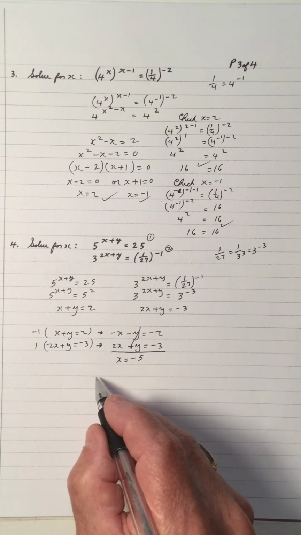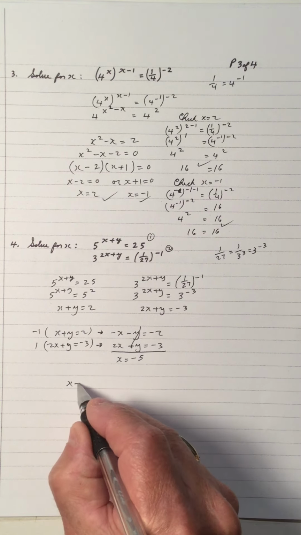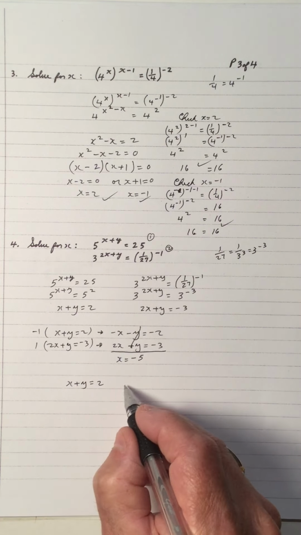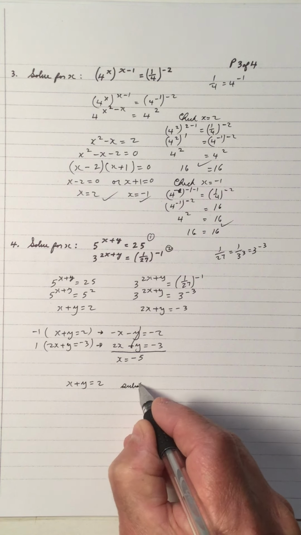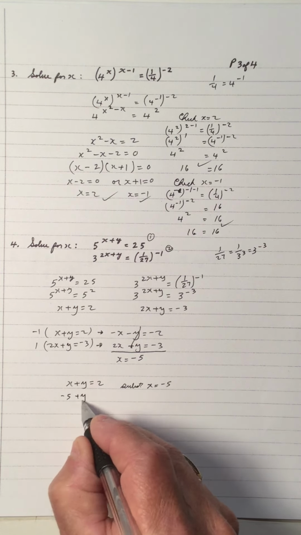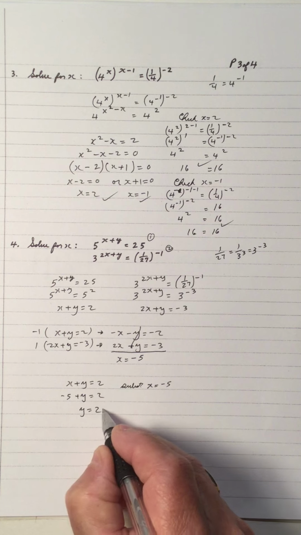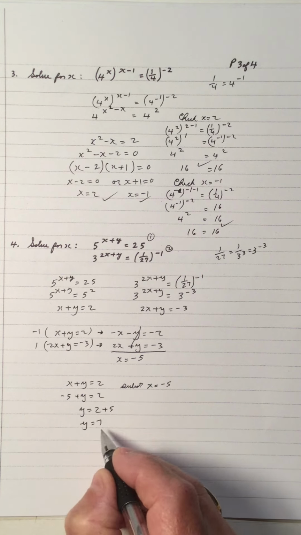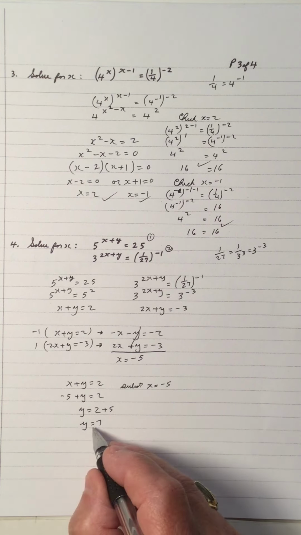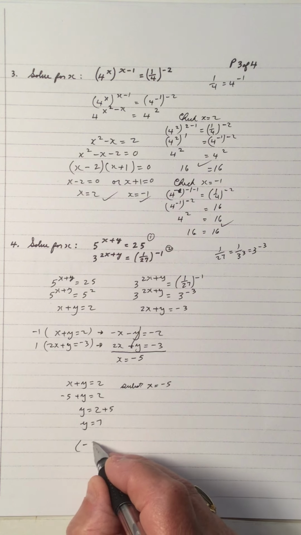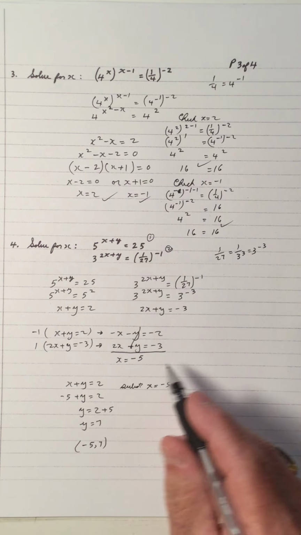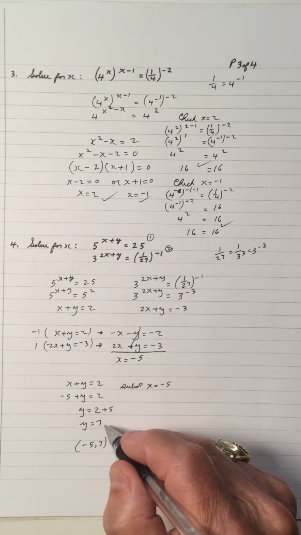Okay, now we'll sub in. So we have equation x plus y equals 2. What we'll do, we'll sub x equals negative 5 in. So x is negative 5 plus y equals 2. Y equals 2 plus 5. Y is equal to 7. So we have a solution that x is negative 5 and y is 7, or we have an ordered pair, if they intersect. But let's just check to see if we're right. Let's check to see if this works out.